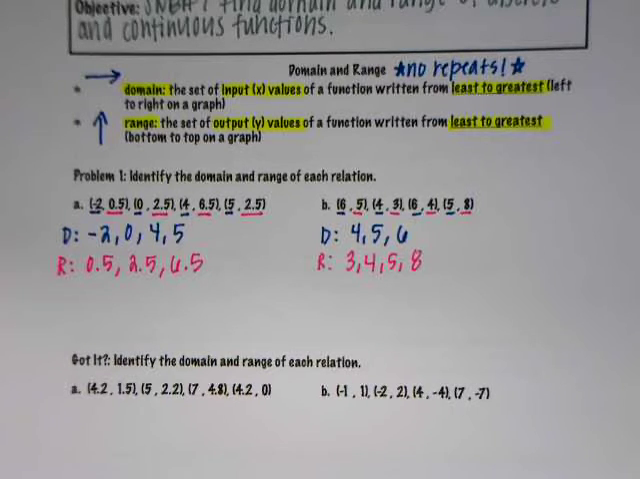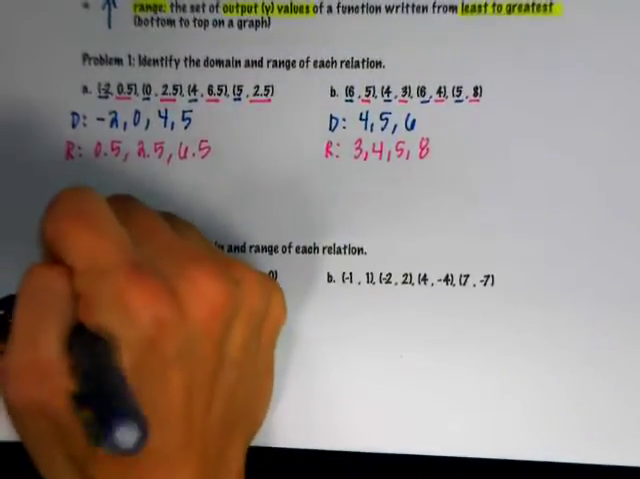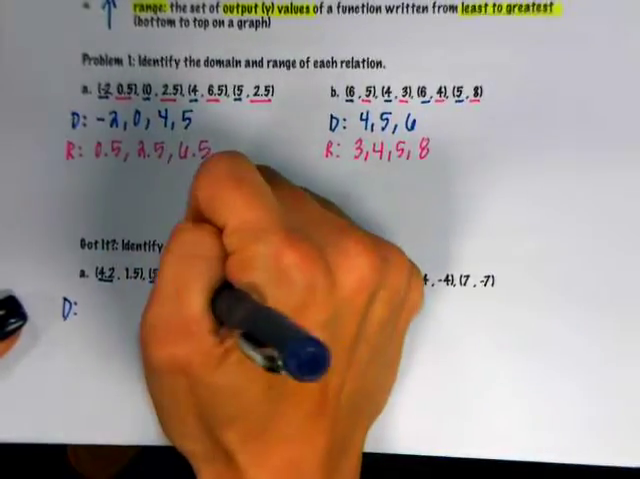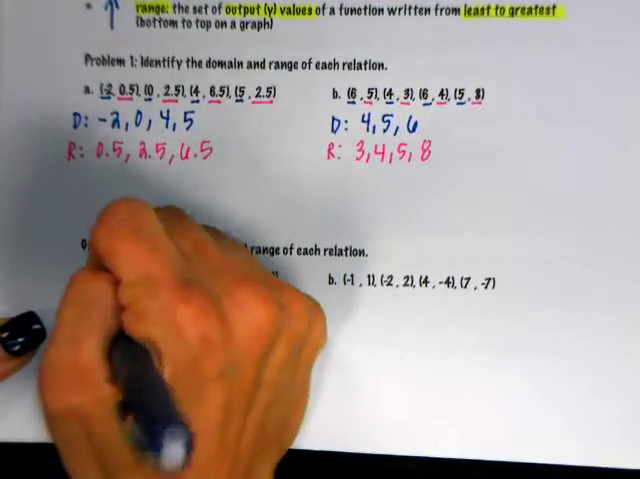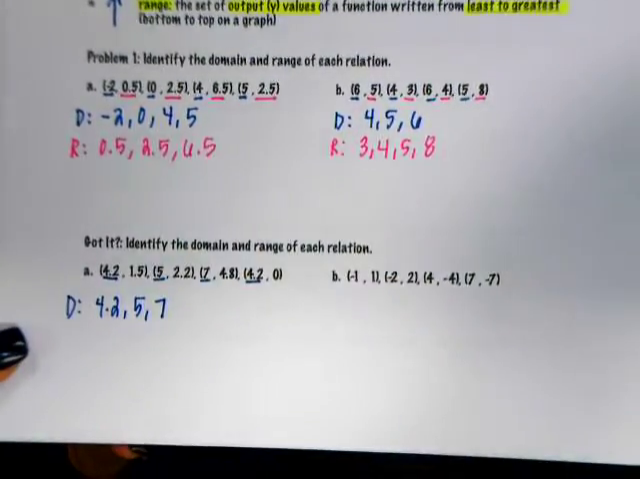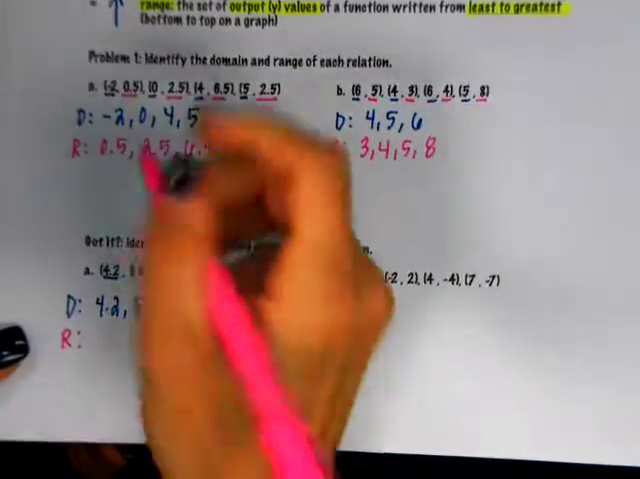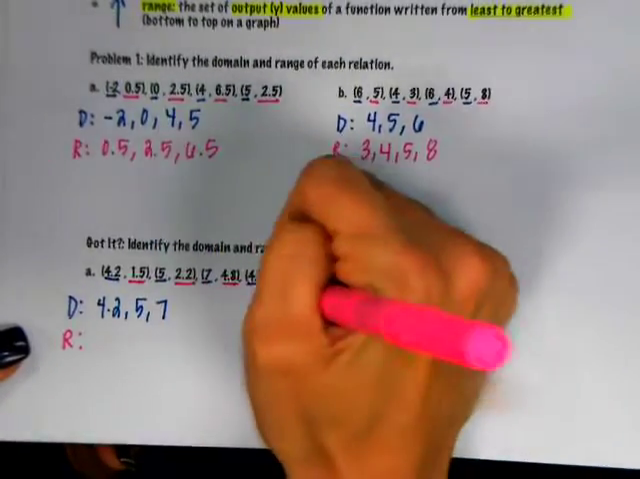Exactly. The y values, yep. If a number appears more than once, we don't repeat it. The 2.5 was there twice, so we just don't repeat it. All right, on A, domain, we have 4.2, 5, 7, 4.2. So how do I write that? 4.2, 5, 7. Yep. And then range, I have 1.5, 2.2, 4.80. So how do I write that?